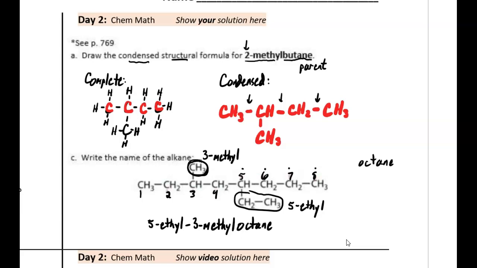You'll notice that every time there is a number and a letter side by side, there is a dash which separates them. Further, notice that there is no space separating the branches from the parent name. The name is 5-ethyl-3-methyloctane. This tells us there's an ethyl group attached at the 5th carbon, there's a methyl group attached at the 3rd carbon, and that there are 8 carbons in the parent chain.